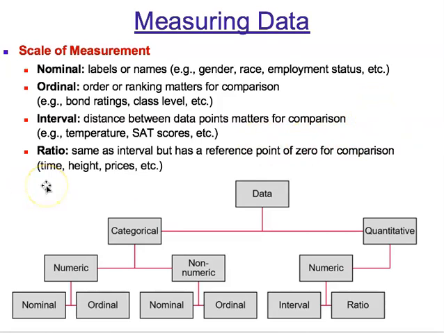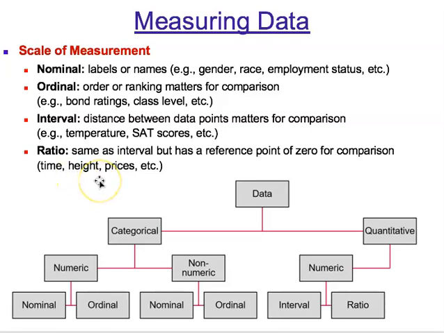With ratio, we don't have that same issue. And the reason is that 0 is the reference point. For example, if you look at time, if it takes you 2 hours to do something, that's 2 hours above nothing. If it takes you 4 hours to do something, that's 4 hours above nothing. Therefore, you can say 4 hours to do something is twice as long as 2 hours to do something.